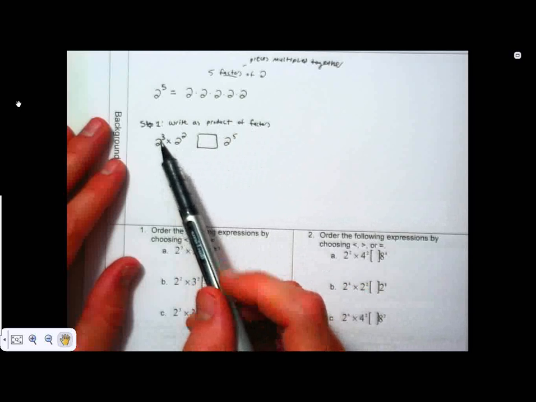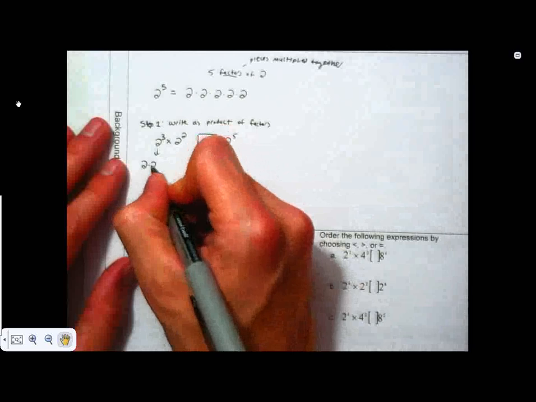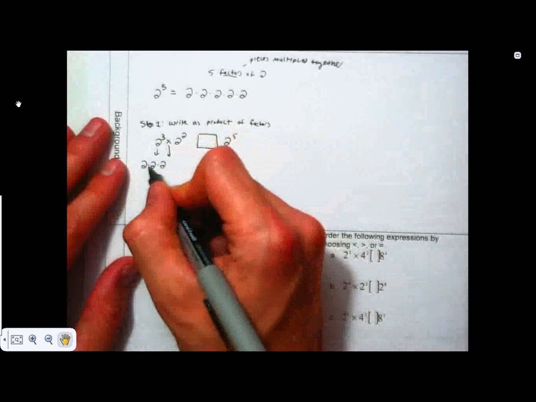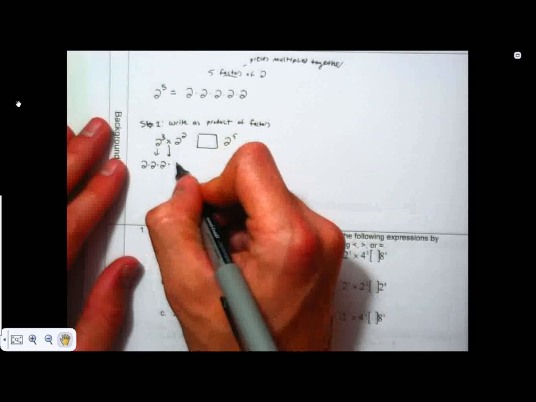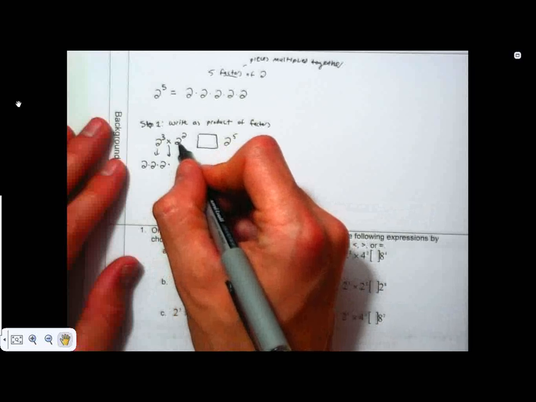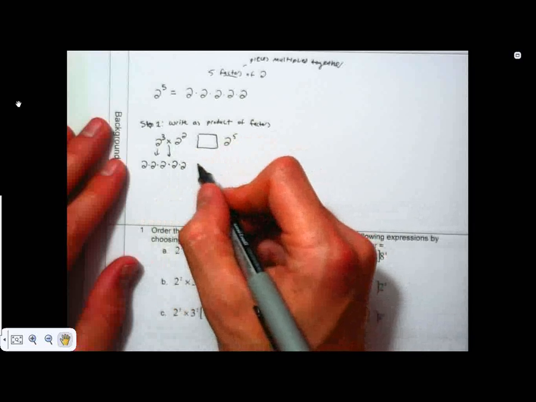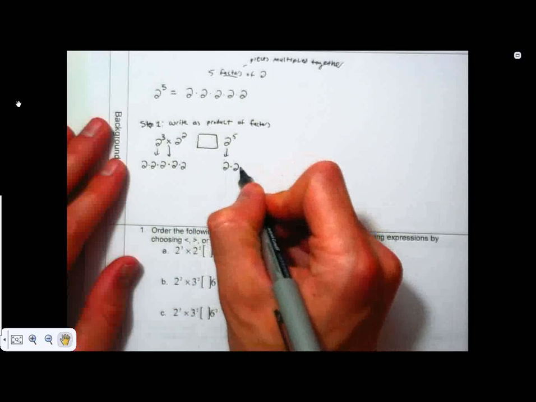So 2 to the 3rd, what that means is 3 factors of 2. Okay, this times sign is no different than the times sign between the 2's. So a multiplication sign is a multiplication sign. And then 2 to the 2nd means I have 2 more factors of 2. And on the other side, 2 to the 5th means I have 5 factors of 2.